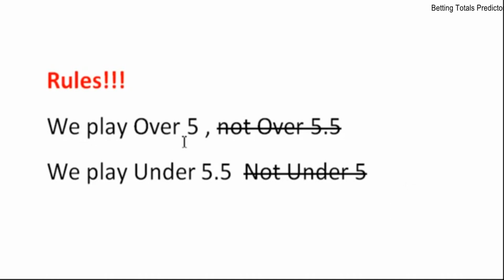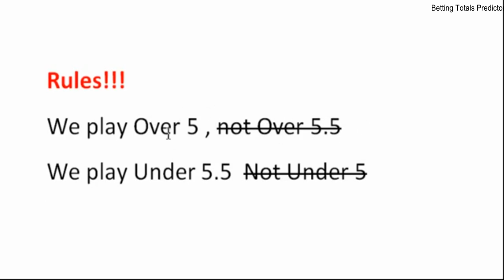Here are two important rules for you to remember when using the totals predictor. We always play over 5, never play over 5.5. And for unders, we always play under 5.5. We never play under 5. If you play over 5.5, you'll get a lot of losses instead of pushes.